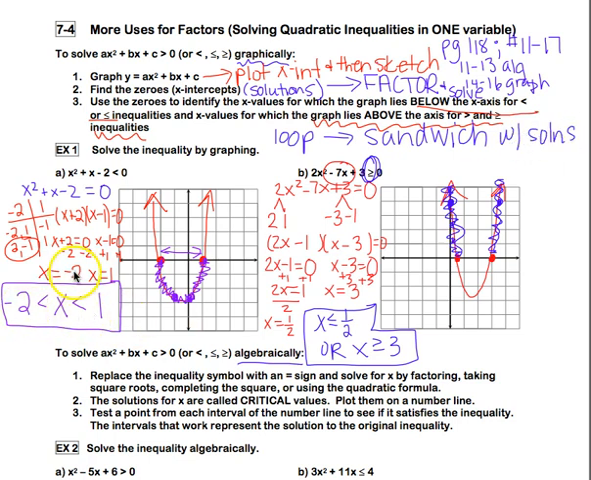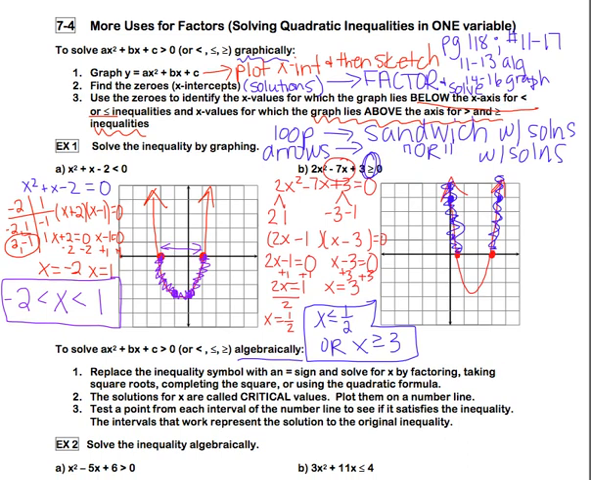So my solutions were -2 and 1. I wrote a sandwich with those two. If the part that you're highlighting, squiggling, whatever you want to call it, are the arrows, then you're going to write an or with the solutions. So again, my solutions were the 3 and the 1/2. So less than or equal to 1/2, greater than or equal to 3. And that is our solving graphically.